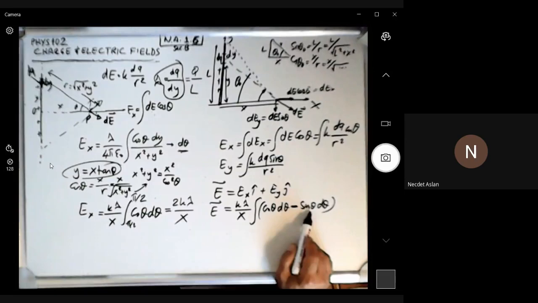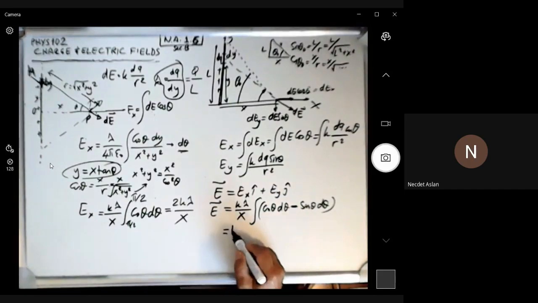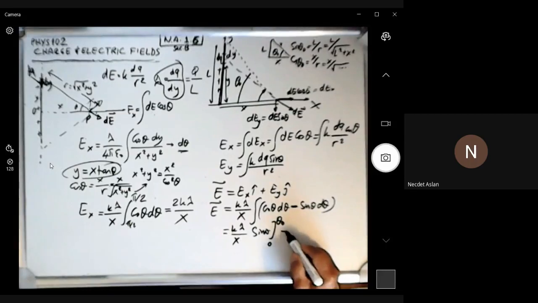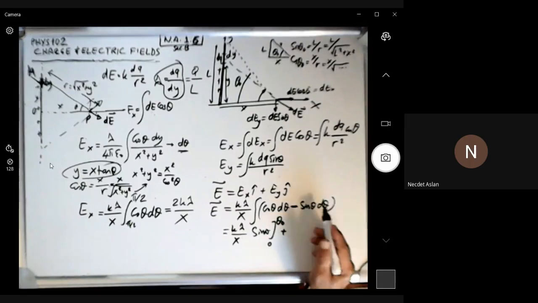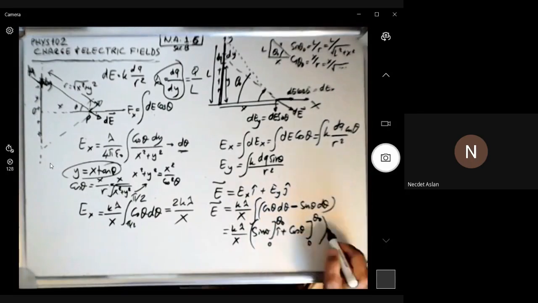Now the integral of cosine theta is sine theta, but the integral of minus sine theta is cosine theta. So if you just put these things in, the result will be k lambda over x, sine theta from 0 to theta 0, and then plus cosine theta from 0 to theta 0, because the integral of minus sine theta is plus cosine theta. Please do not make a mistake like that. You have to put a parenthesis to multiply this term also by this. Now we have to put i there and j there.